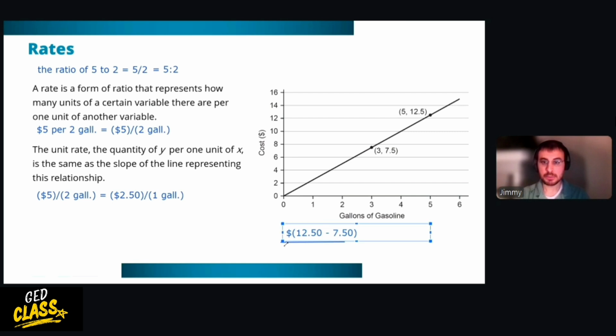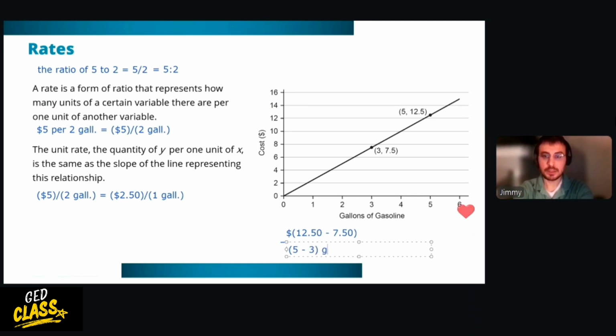And then I'm going to extend this line a little bit here. Here we are. All right. And what would I want to plug into the bottom of my slope formula here? If I have 12.5 minus 7.5 on the top, then in terms of gallons, what would I have on the bottom? Would I have 5 minus 3 or 3 minus 5? Yeah, we have to have 5 minus 3 because we have to be consistent here. So 5 minus 3 gallons.